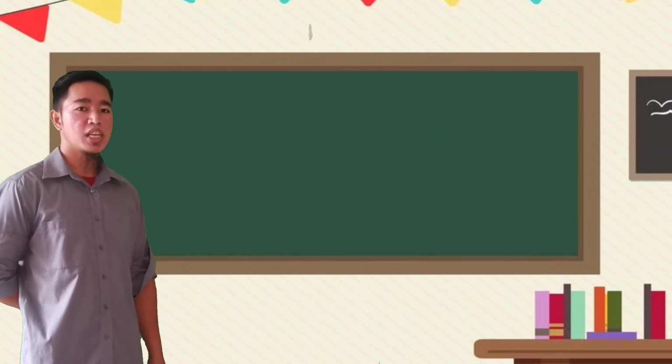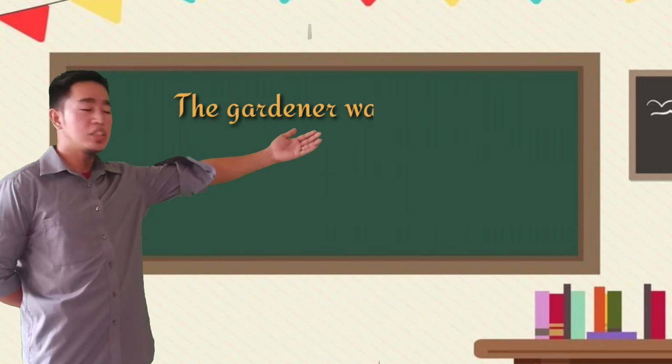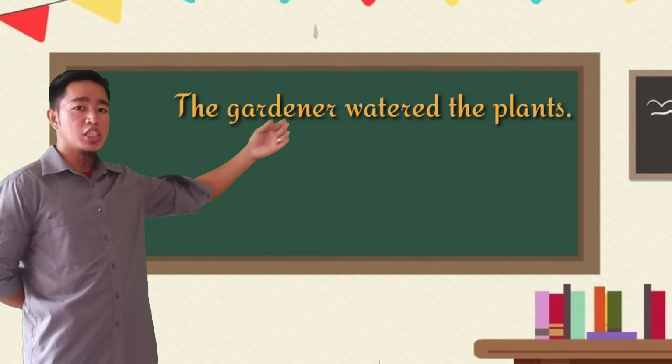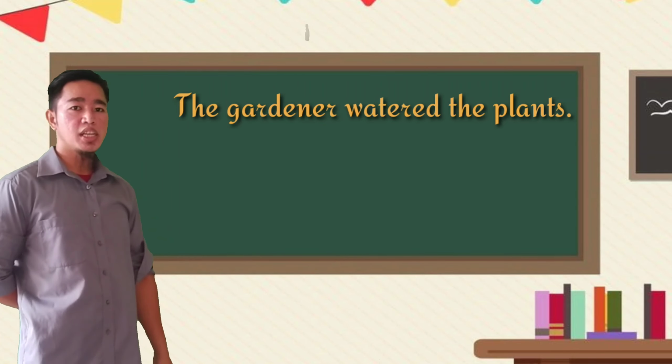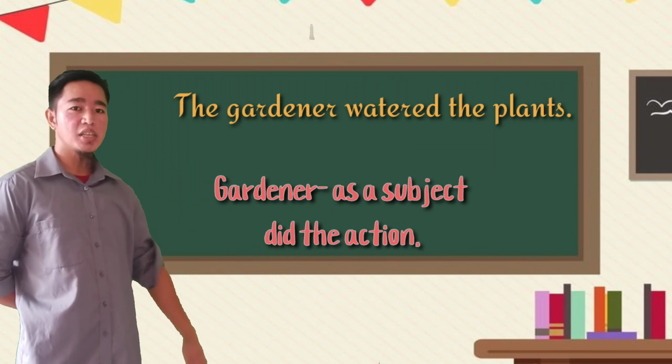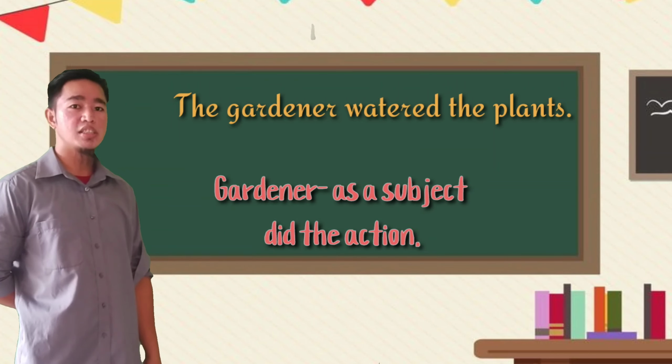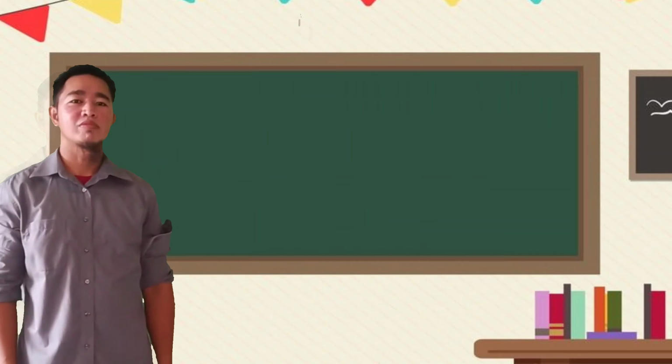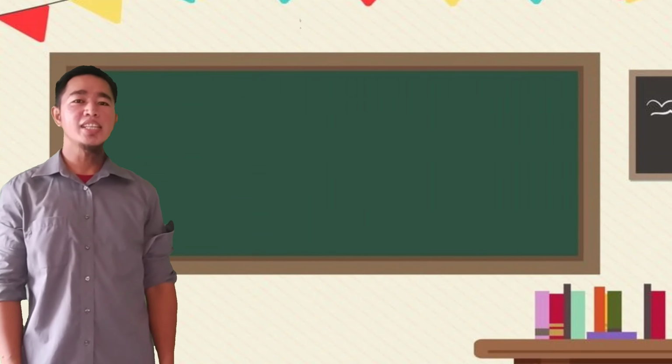For example, in active voice: The gardener watered the plants. In this sentence, it's an active voice because the word gardener, as the subject in the sentence, did the action. Did you get it, class?